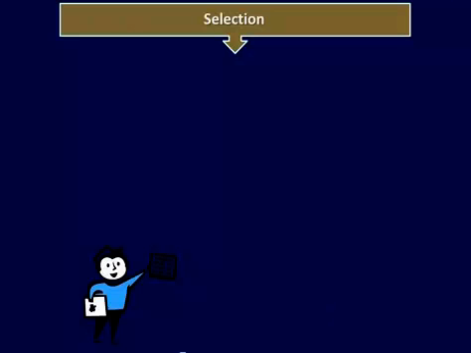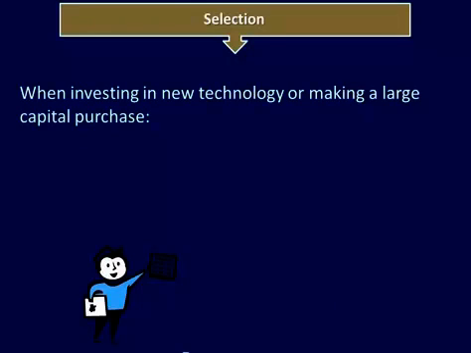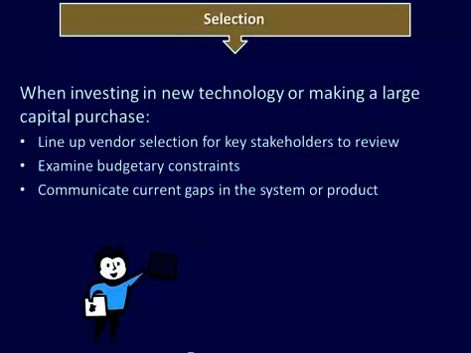Selection is the next phase in project management. When investing in new technology or making a large capital purchase, you line up the vendor selection for key stakeholders to review, examine budgetary constraints, and communicate current gaps in the system or product. Selection process only takes place when there is capital investment or new technology. If there is not, this is not a necessary process.